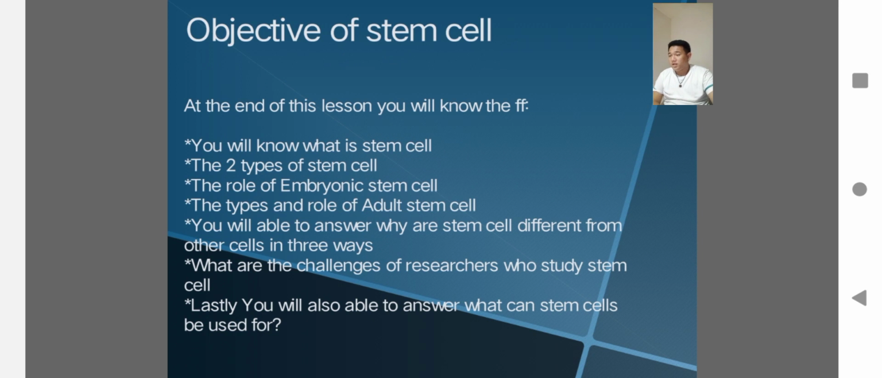Objectives of stem cell. At the end of this lesson, you will know the following. You will know what is stem cell, the two types of stem cell, the role of embryonic stem cell, and the types and role of adult stem cell. You will be able to answer why stem cells are different from other cells in three ways, what the challenges are for researchers who study stem cells, and lastly, what stem cells can be used for.